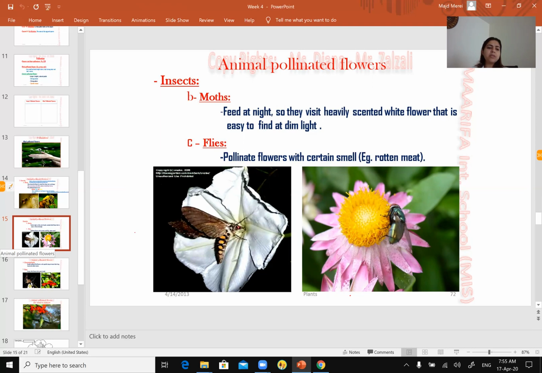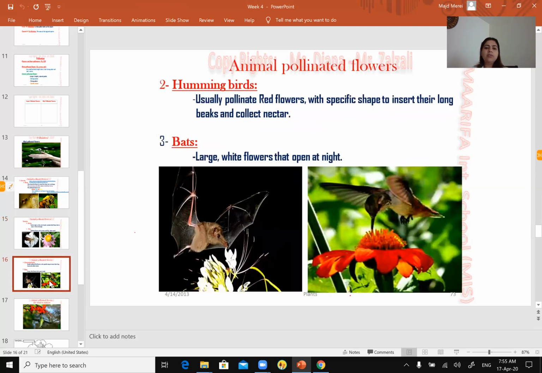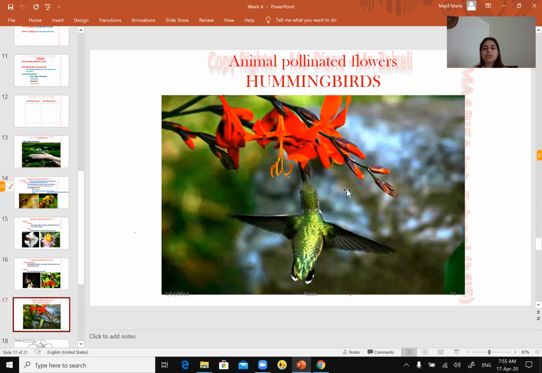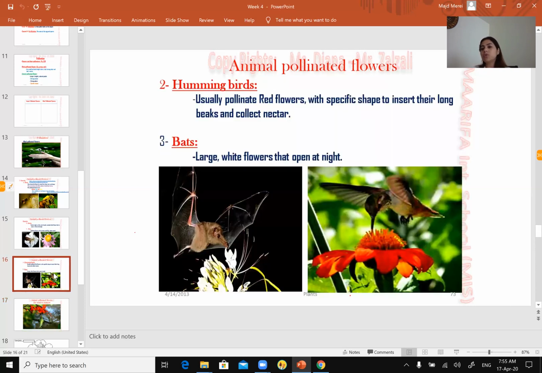There are other examples of pollinators. Here, for example, hummingbirds. Look at this diagram, shows hummingbirds. Look at their beak, they have long beak. And what about the color of the flowers that they prefer? It's not a must, okay? But usually they will look for flowers with red color. So hummingbirds usually pollinate red flowers with a specific shape. Why? To insert their long beak to collect the nectar.